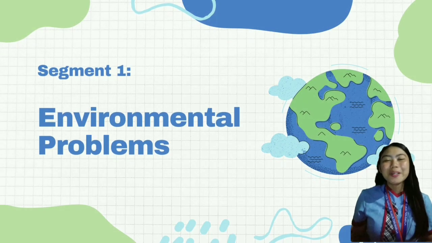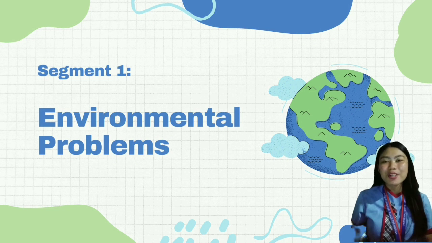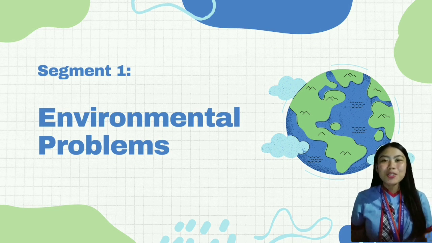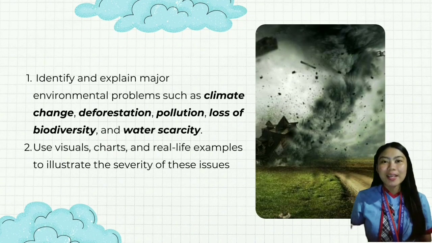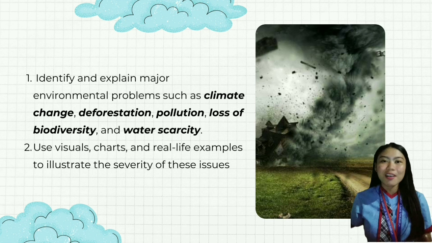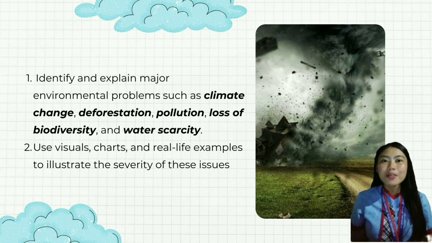Here is our video output for Activity 1 entitled Sustainability for a Greener Future, Understanding Environmental Problems and Solutions. Hello everyone, I'm Jin Macahelos and I'm going to discuss the first segment, which is environmental problems. First, we are going to identify and explain major environmental problems such as climate change, deforestation, pollution, loss of biodiversity, and water scarcity, and use visuals, charts, and real-life examples to illustrate the severity of these issues.